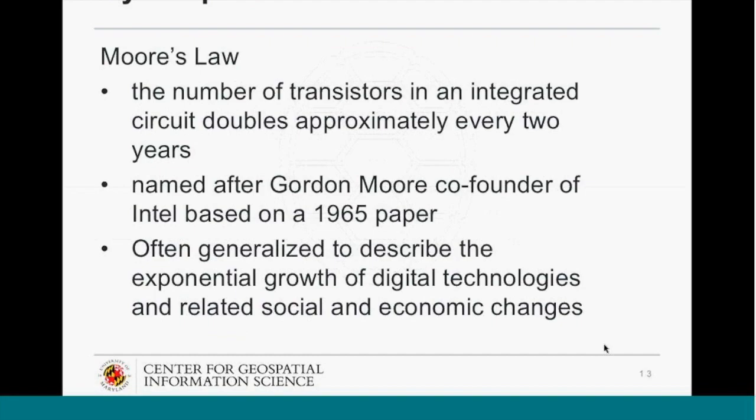Beyond that very specific meaning, what this is really describing is the exponential growth of digital technologies, right? The power of technology increases exponentially, and there are going to be related social and economic changes as the technology changes as well. So again, a foundational law of computer science, and also a foundational law of the entire technology world now.